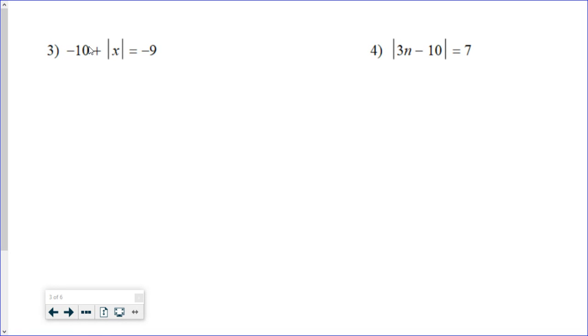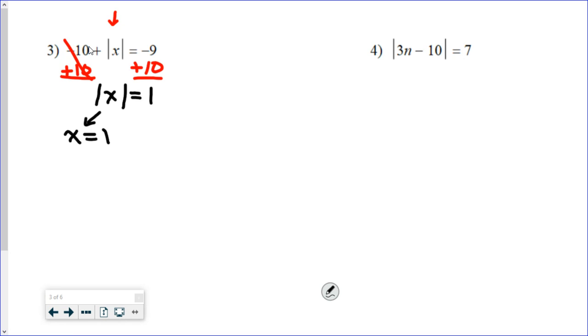Number 3, when I start writing, I notice I can't yet. Oh, that's right. This part right here, I want to get the absolute value by itself before I can split it up. So I add 10 to both sides of the equation, and I get the absolute value of x equals 1. Now is when I split it, and it can equal 1, or it can equal -1. Just a reminder, you can't split it until you get to that part.